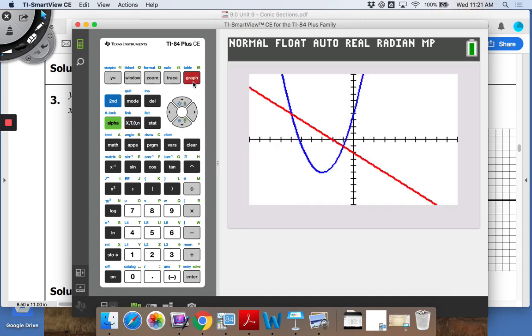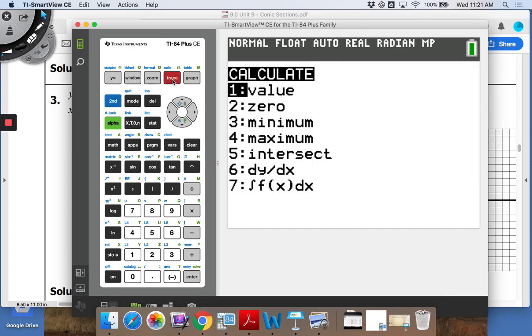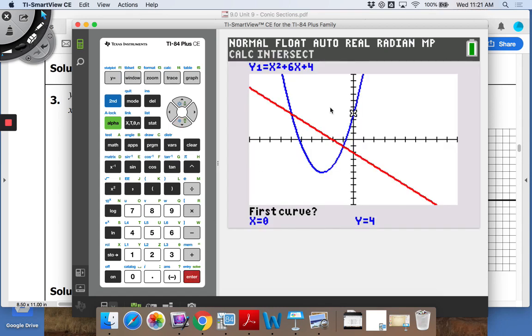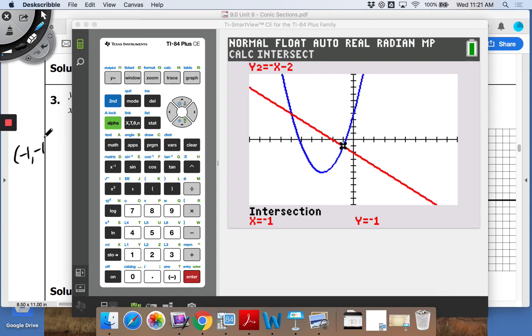So when I go graph, I can see that it does in fact cross. So we're going to practice a different way. We're going to go second calc, down to intersect. It hops on one of my lines, so that's great. It hops on the other line, that's great. I put guess, that's great. So my intersection is negative 1, negative 1. So that's one of my answers. So I'll just write it over here.